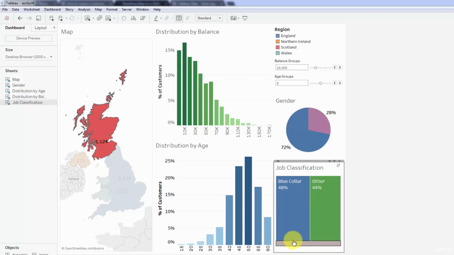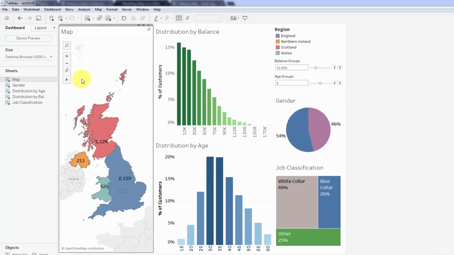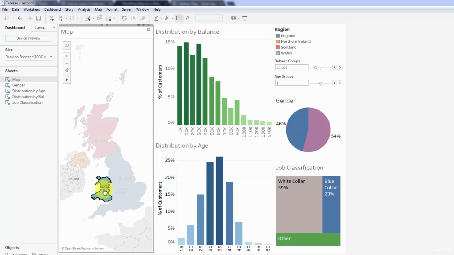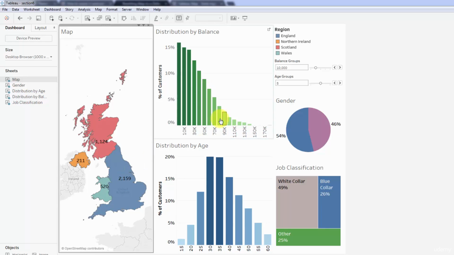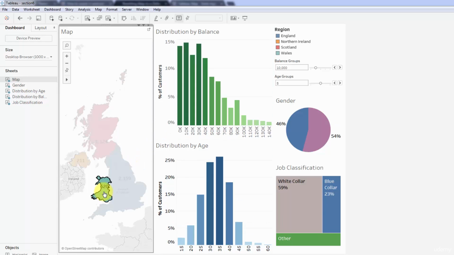So that's what we'll be focusing on in Scotland in our storyline. Let's move on to Wales. What can we see in Wales? Well, the first thing that jumps into attention is the balance. So if you look at the overall distribution of balance, it gradually falls off. In Wales, it's stagnant for a bit.